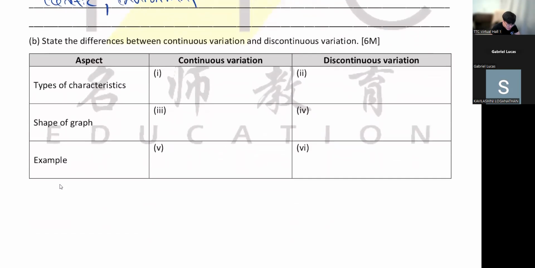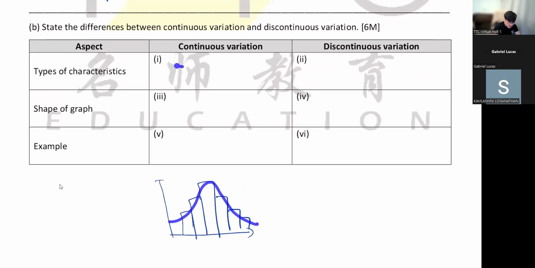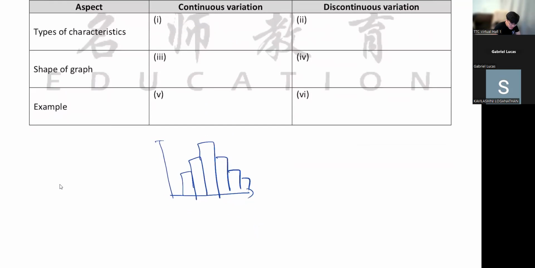So anyway, do you remember what is your continuous and discontinuous variation, guys? This is a very easy concept to understand, right? Continuous, as the name says, the graph looks like this. All the bars are stuck together. It forms a continuous pattern. Can you see? That's why we call it a continuous variation. Whereas your discontinuous, it looks like a separated graph. A bar graph.